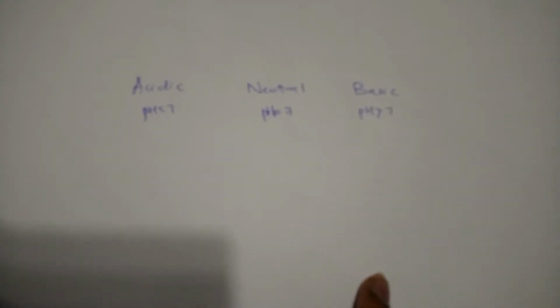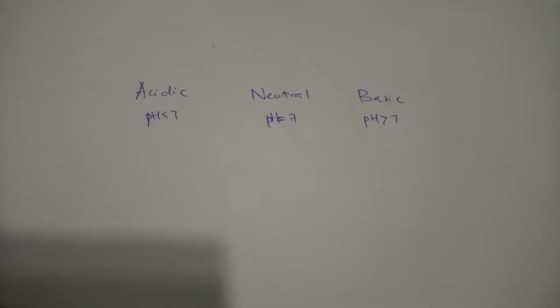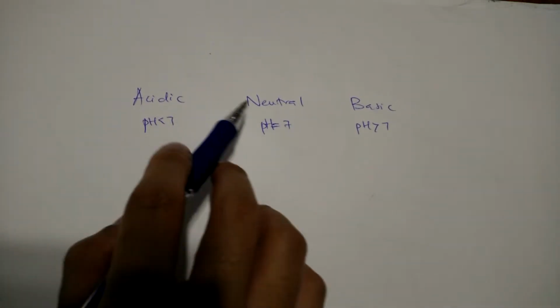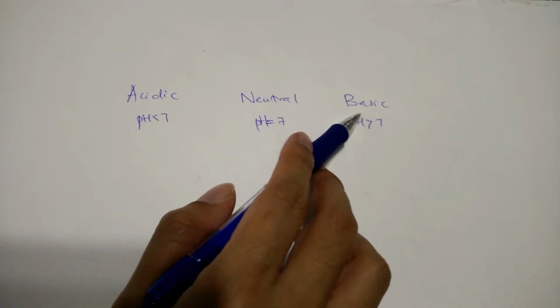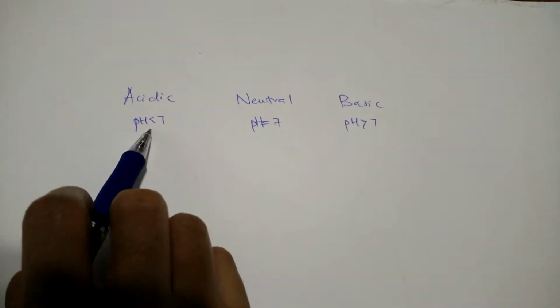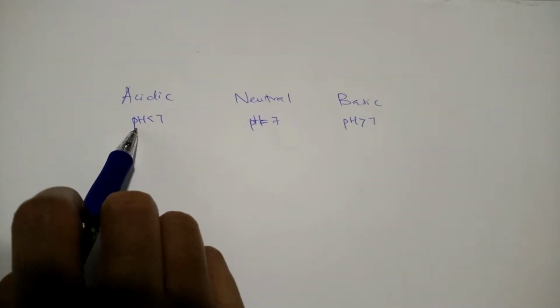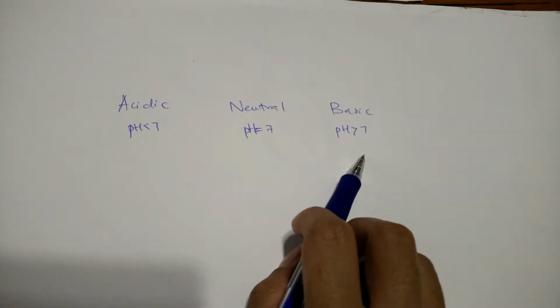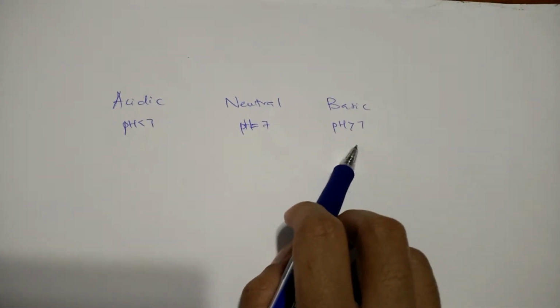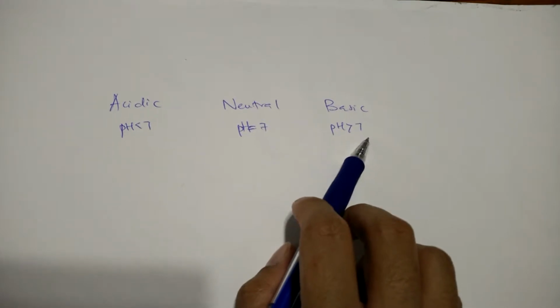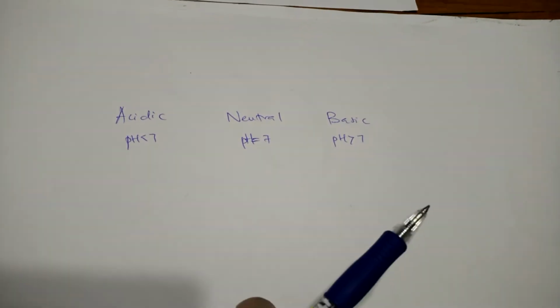Okay, now, all substances are either acidic, neutral, or basic. So all acidic substances have a pH of less than 7. And anything that has a pH of more than 7 is what we call the basic substances. And if it's around 7, it's neutral.